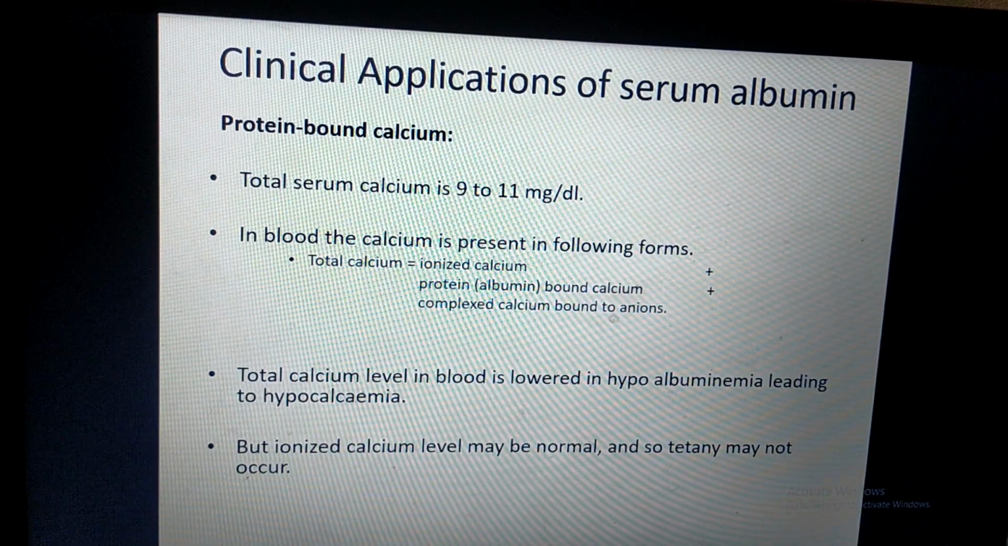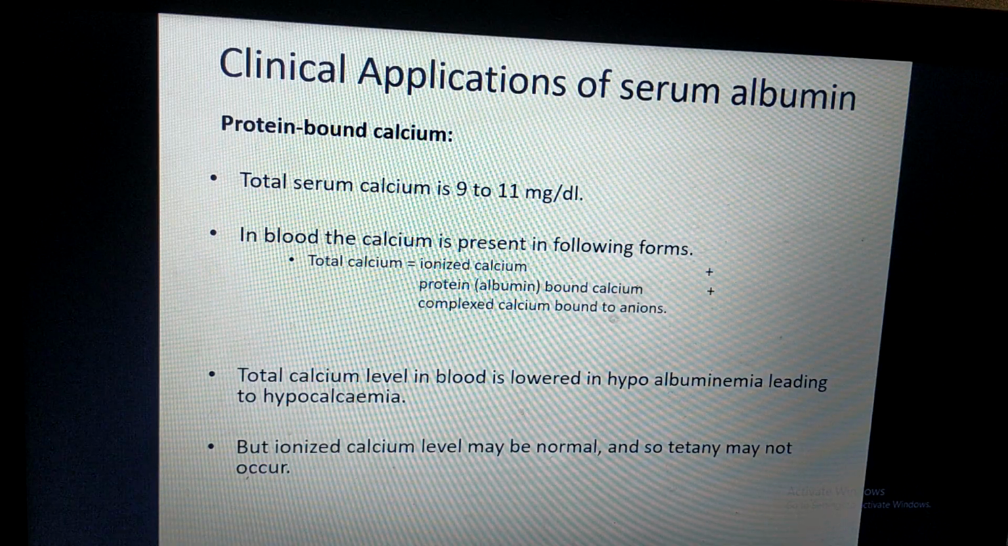Protein bound calcium. Total serum calcium is 9 to 11 milligram per deciliter. In the serum, total calcium exists in three forms: ionized calcium, protein bound calcium, that is albumin bound calcium, and calcium bound with anions, called complexed calcium. So the total of these three forms is 9 to 11 milligram per deciliter. In case of hypoalbuminemia, the protein bound calcium fraction is decreased, and hence the patient will have hypocalcemia.